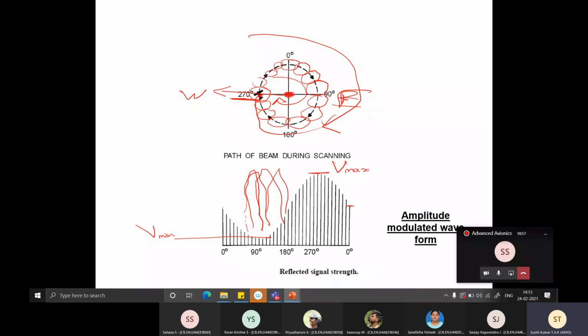Once it loses track, then there's a problem. Getting it back takes time. So by that time, the enemy aircraft can always take some other maneuver and escape. Presently it's not being used because jamming a conical scanning radar is a well-known technique now.